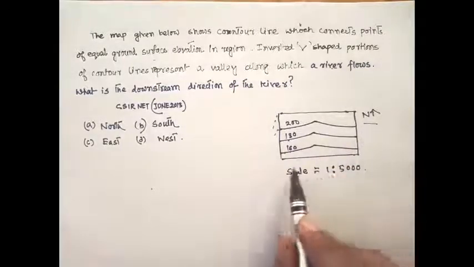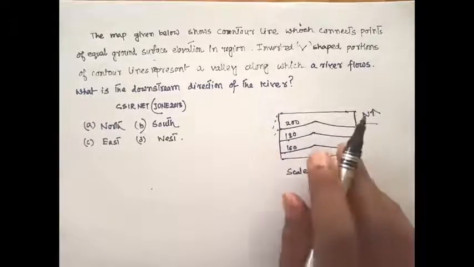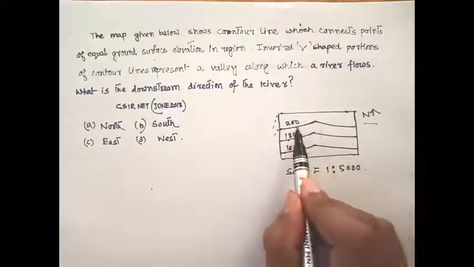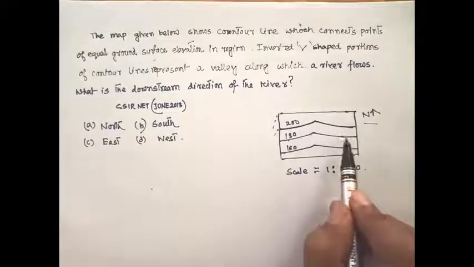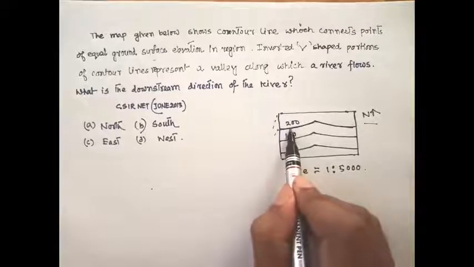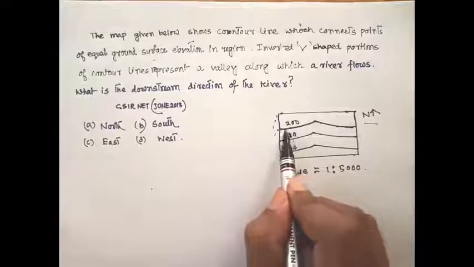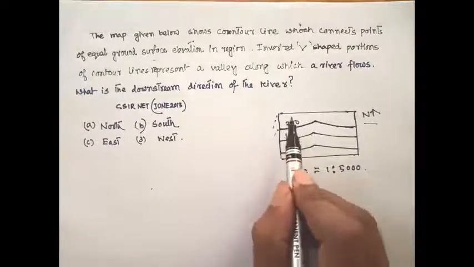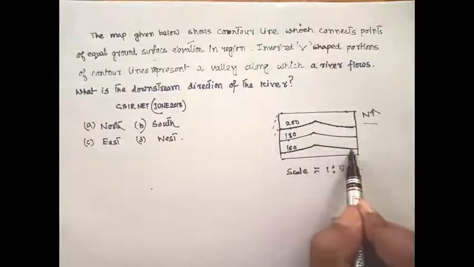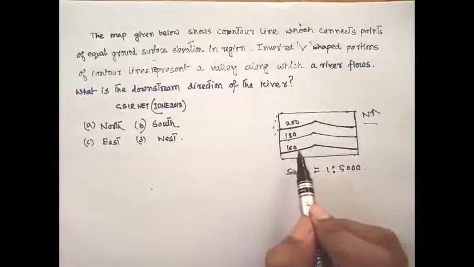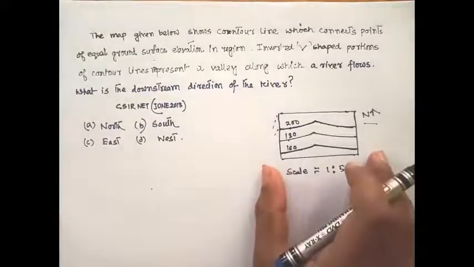The scale of this map is 1:5000. So these are the contour lines of this map. Contour lines represent the height of that area from sea level. Suppose the points here in the area represent 200 meter of elevation from sea level. So in this area, the height from sea level will be 160 meter. So this is all about contour lines.